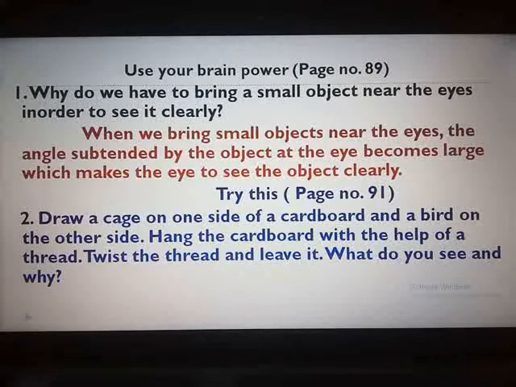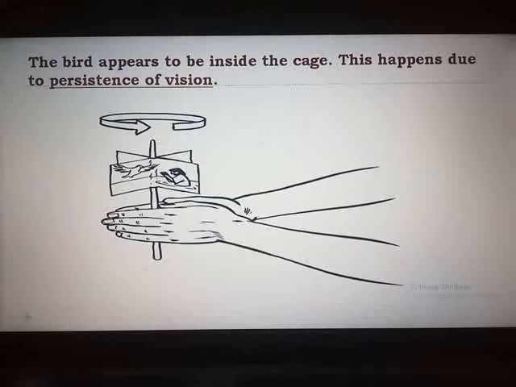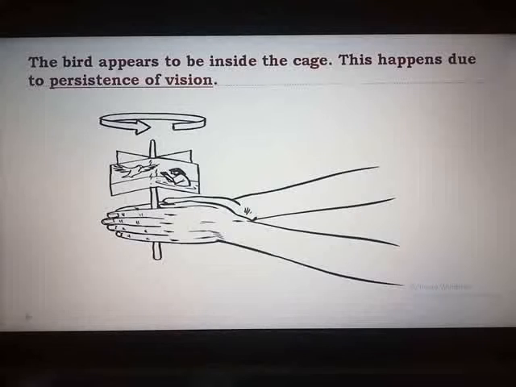When such an activity is carried out, by drawing a cage on one side and a bird on the other side of the cardboard, and the cardboard is moving, it appears to you that the bird is inside the cage. This is due to the phenomenon of persistence of vision, which we have studied in this chapter. One small diagram also, for your information, I have put here. And you will write, the bird appears to be inside the cage. This happens due to persistence of vision. Such type of questions can be asked in the exam.